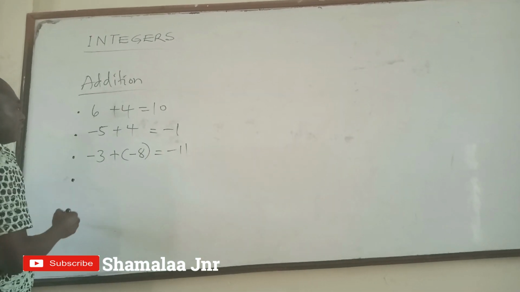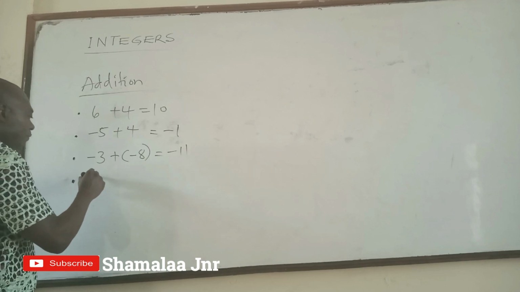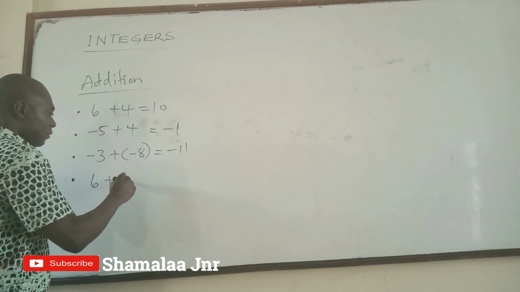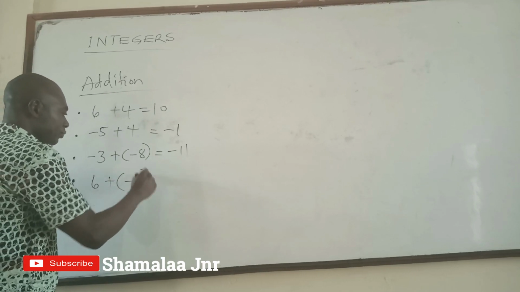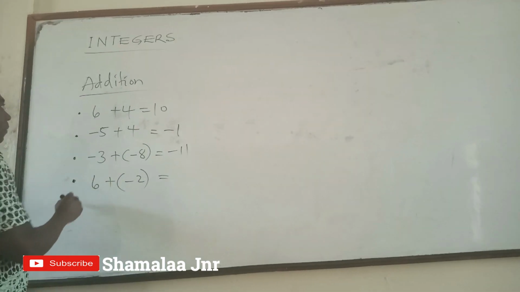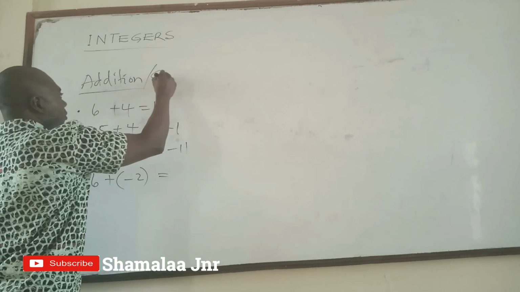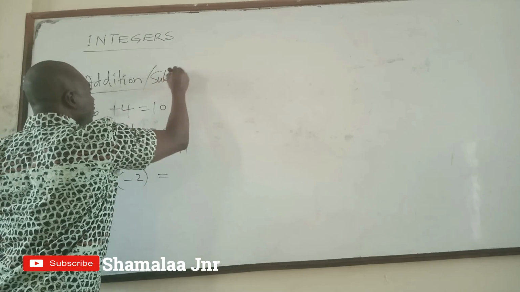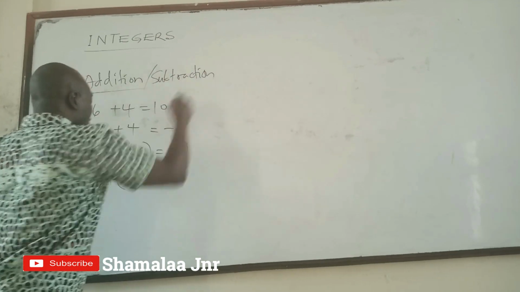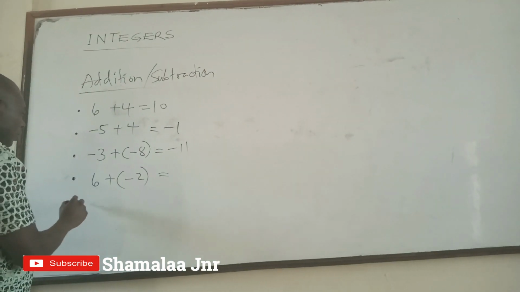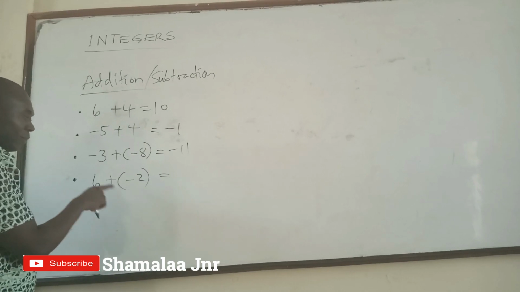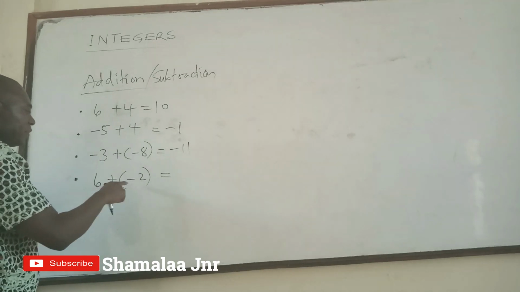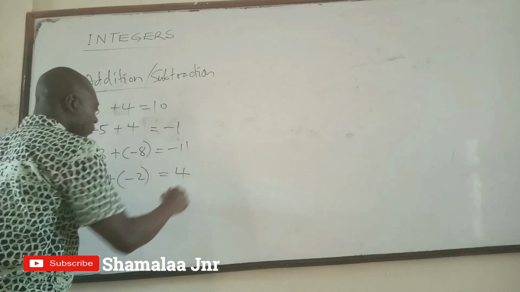Now you can also have, say, 6 plus negative 2. So let me see addition to subtraction. Like I already explained, negative is stronger than positive. So this one is 6 minus 2, and this is 4.